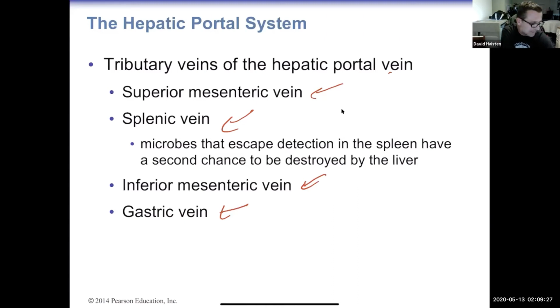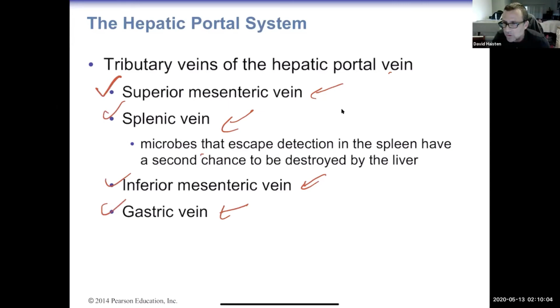Your spleen, basically you have immune cells in there to deal with bacteria and stuff like that. Your liver will deal with microbes as well. So the splenic vein, any microbes that escape detection in the spleen have a second chance to be destroyed in your liver. Your liver has immune cells in it. Your liver does a ridiculous amount of functions. And it's also an accessory digestive organ. So these are the tributaries: superior and inferior mesenteric vein, splenic vein, gastric vein.